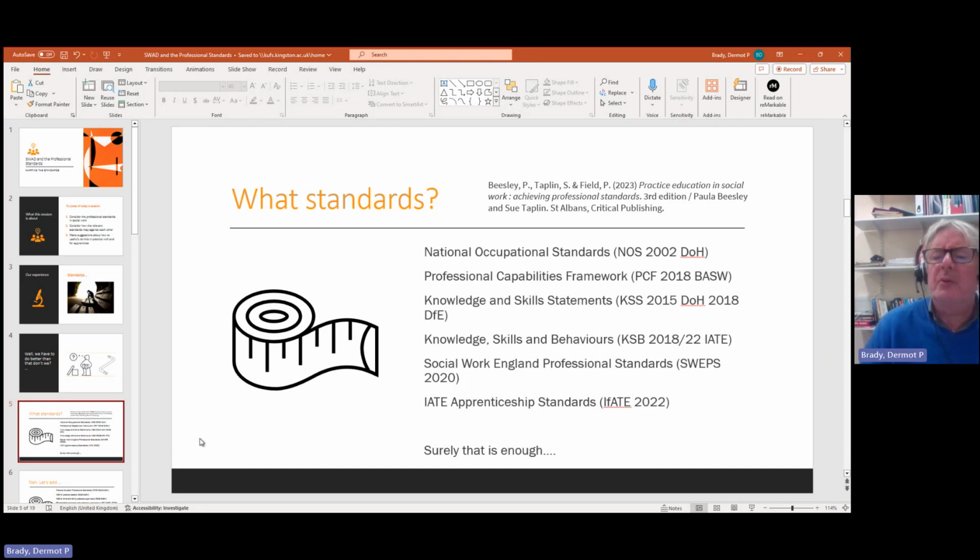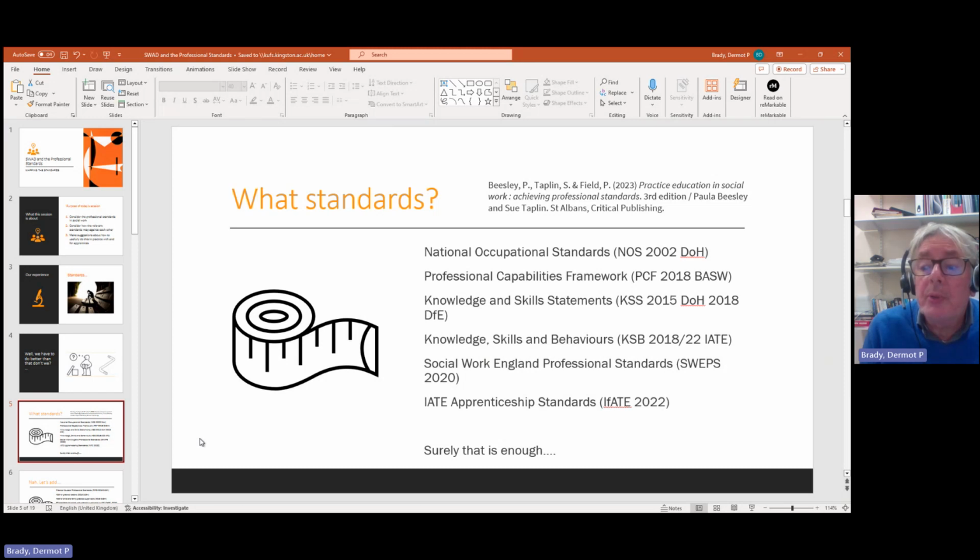What standards? Well, I'm quoting here from a recent book from Practice Education, but there's been a whole raft of standards. Some of you may remember back to the National Occupational Standards in 2002. There was a previous set called TOPS, but I thought enough of the history lesson, stick to the 21st century. Then the Professional Capabilities Framework from what was then the College of Social Work, and then inherited by BASW, who've updated them ever since. Well loved in the profession, I think, and with some distinct advantages.